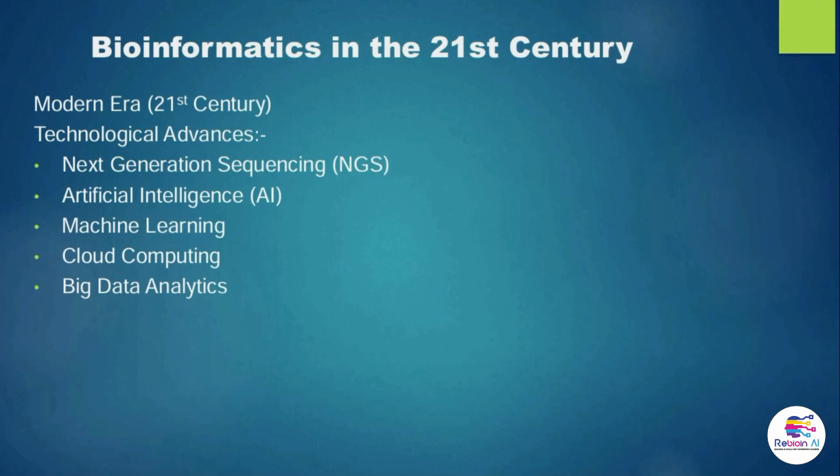Modern bioinformatics also uses artificial intelligence, machine learning, cloud computing, and big data analytics. Artificial intelligence and machine learning help researchers to predict protein structures, identify disease patterns, and analyze complex biological datasets. Cloud computing allows scientists to store and process massive genomic data online. Big data analytics helps interpret extremely large biological datasets generated by modern sequencing technologies. Today, bioinformatics is applied in healthcare, agriculture, drug discovery, forensic science, and personalized medicines.